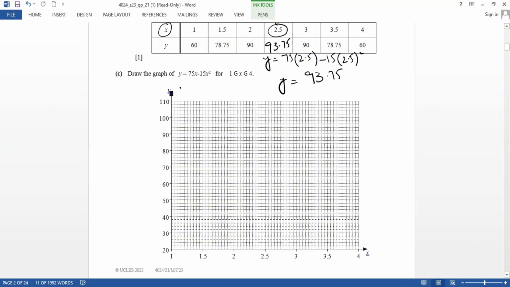C part is, draw the graph of y equals 75x minus 15x squared. So for the value of x equals 1, we have y equals 60. For 1.5, we have 78.75. For the value of 2, we have 90. For the value of 2.5, we have 93.75.